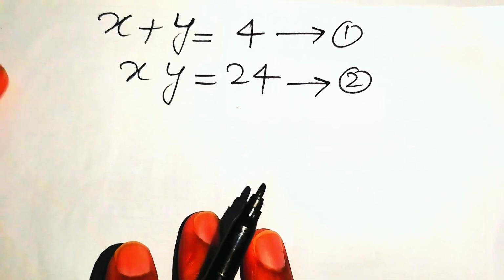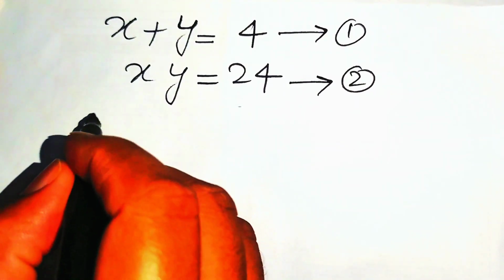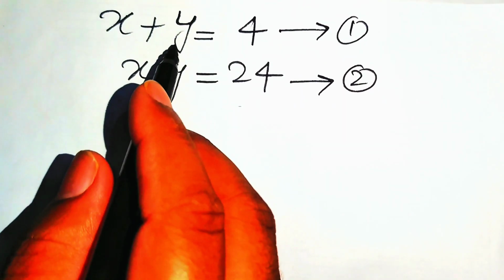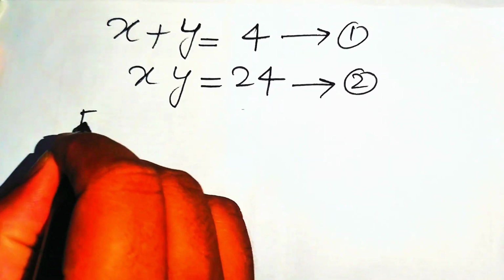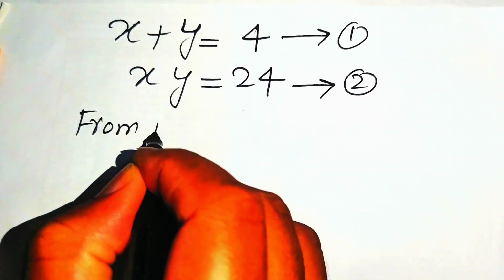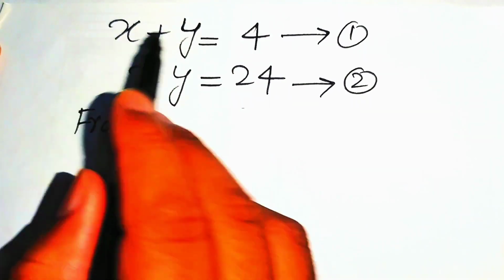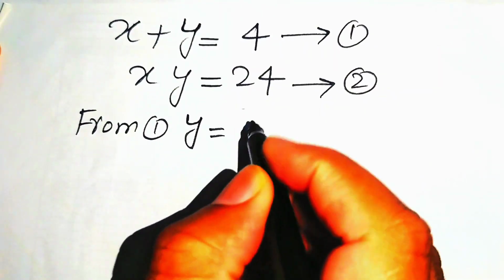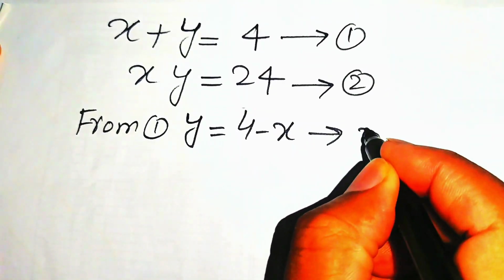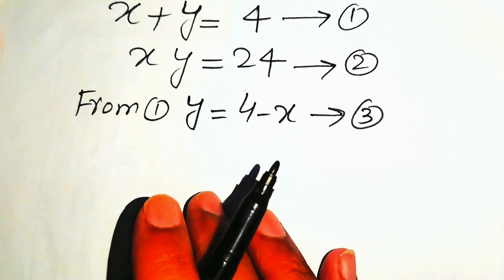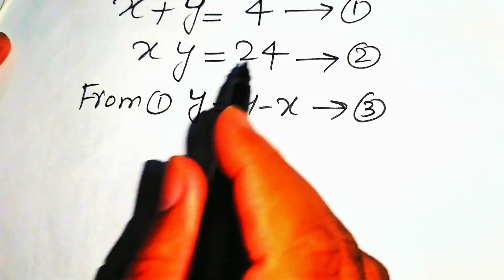Now in the next step, we find the value of y from equation number 1 and substitute it in equation number 2. From equation number 1, we move this x to the right hand side and we get y equals 4 minus x, and we call this equation number 3. So we substitute the value of y in equation number 2.